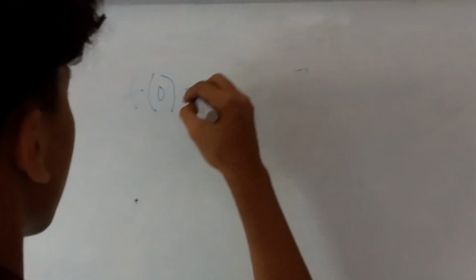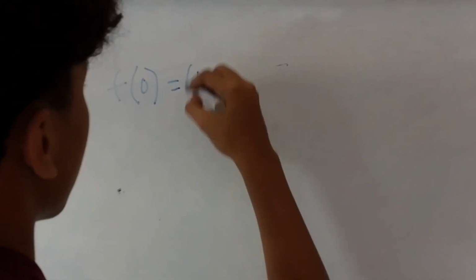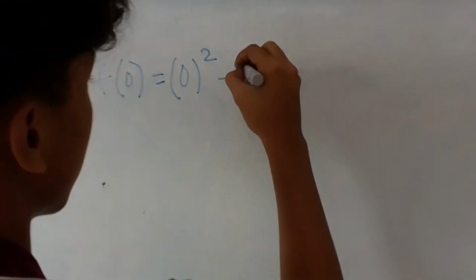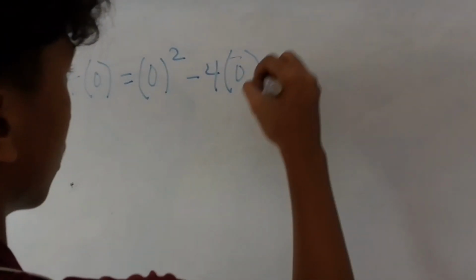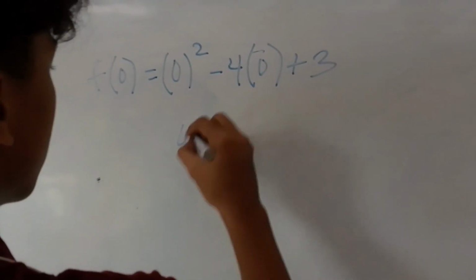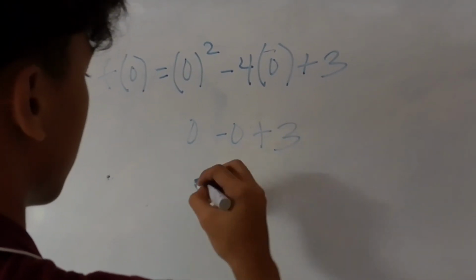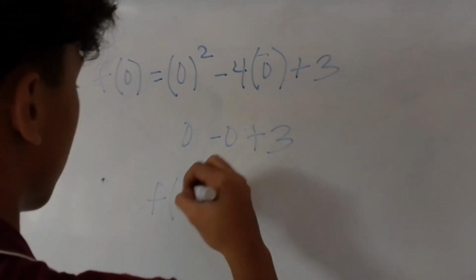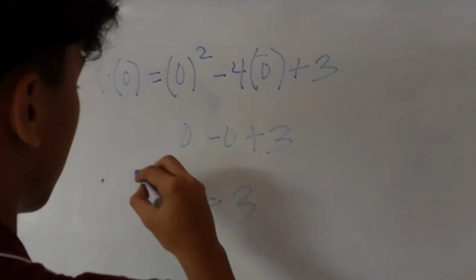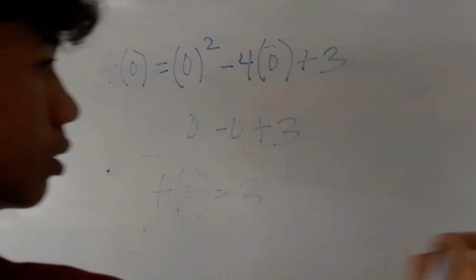We have f of 0 is equal to 0 raised to 2 minus 4 times 0 plus 3. We have 0 minus 0 plus 3. And for our final answer, we have positive 3.